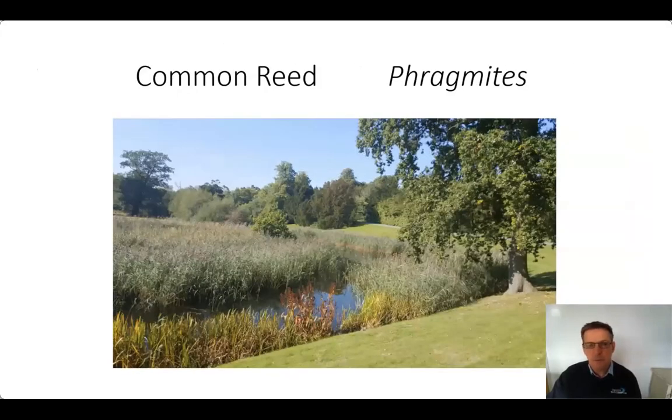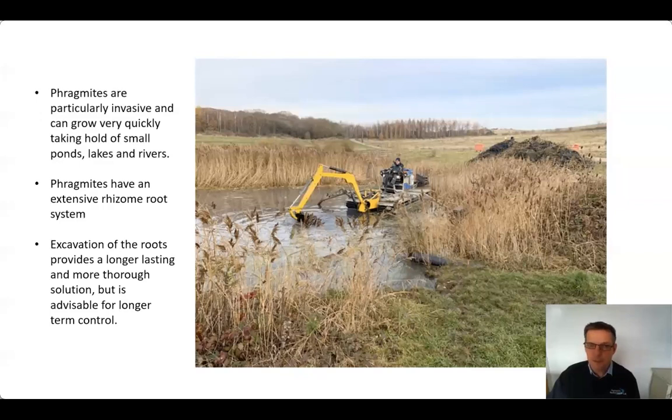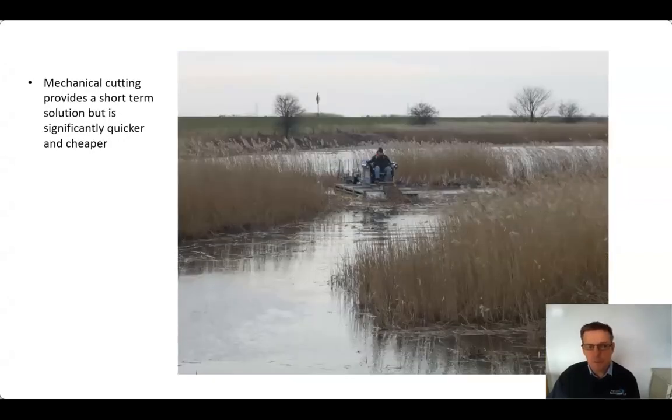Common reed, Phragmites. Phragmites are again particularly invasive and can grow very quickly, taking hold of small rivers, lakes and ponds. Phragmites have an extensive root system. As with the lilies, grubbing out the roots is the best way to control this plant. Mechanical cutting provides a short-term solution, but is significantly cheaper and quicker than removing the root system.